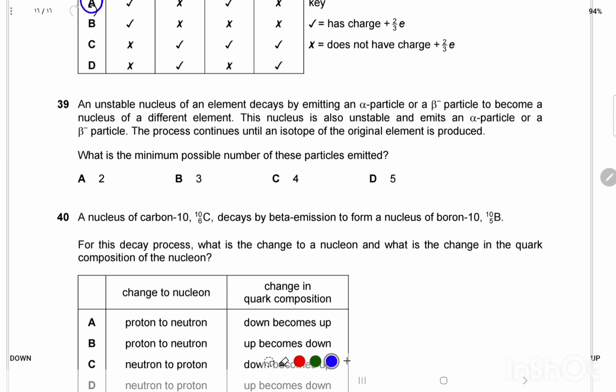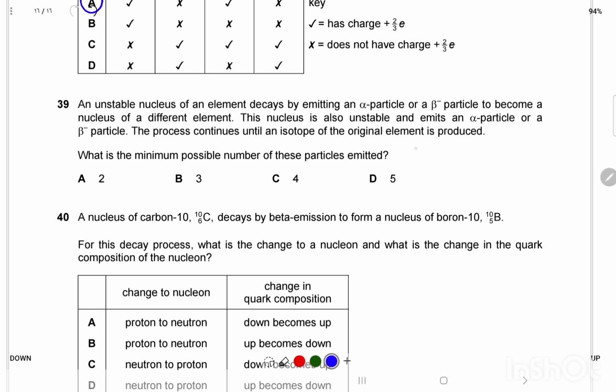Question number 39. An unstable nucleus of an element decays by emitting an alpha particle or a beta particle to become a nucleus of a different element. This nucleus is also unstable and emits an alpha particle or a beta particle. The process continues until an isotope of the original element is produced. What's the minimum possible number of these particles emitted? So for the original element to appear again, we should have the same proton number at the end.